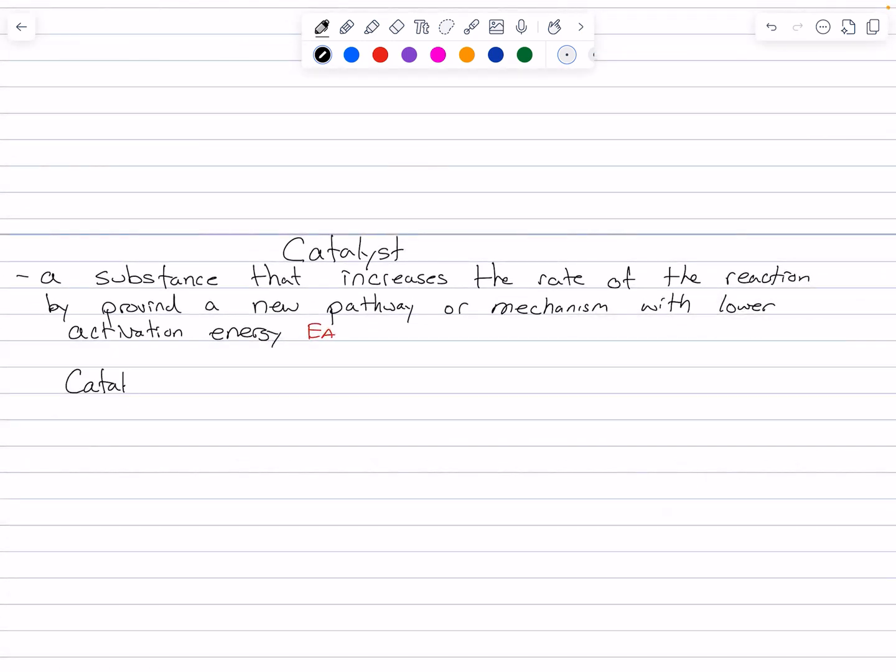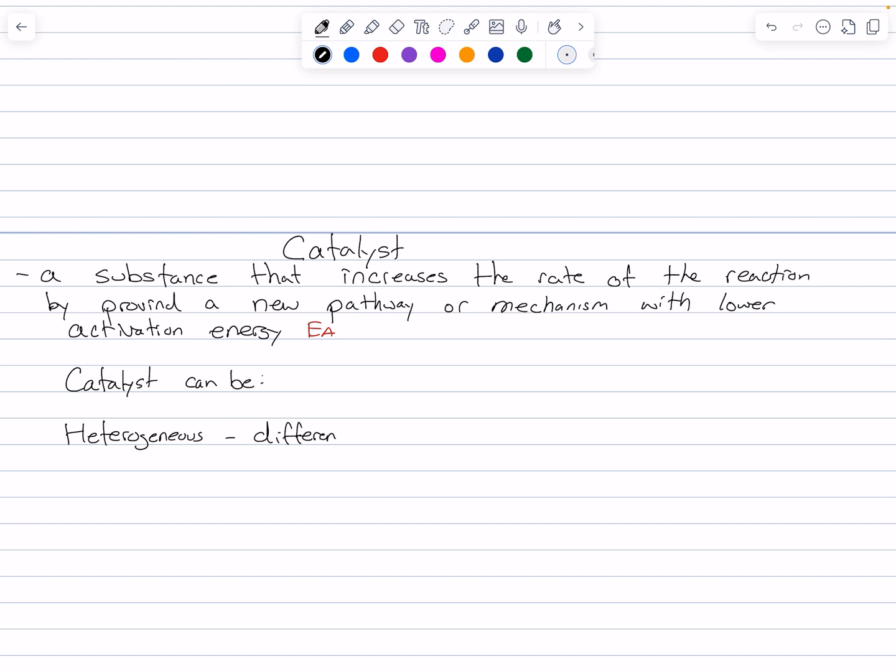So catalysts can be heterogeneous, right? Which is different phase. Think about a catalytic converter, a car or automobile catalytic converter. It's either palladium or platinum or some proprietary mixture of precious metal. That exhaust gas goes through, and that solid catalytic converter changes the gases into something that's less harmful for the atmosphere. So that would be a heterogeneous catalyst because it's in a different phase.